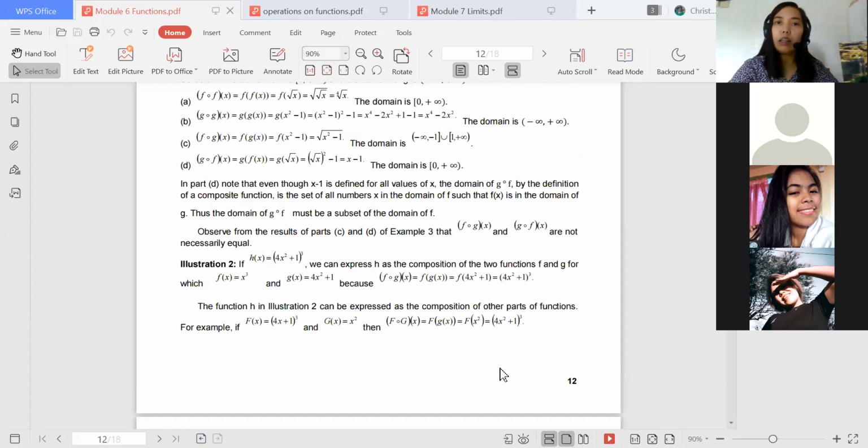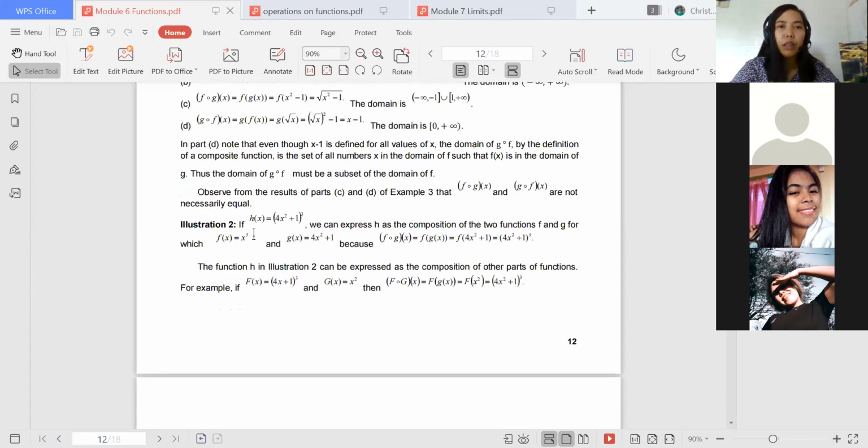And we also saw it earlier. Okay? So, illustration 2: if h of x is equal to the cube of 4x squared plus 1, we can express h as the composition of the two functions f and g, for which f of x is equal to x cubed and g of x is equal to 4x squared plus 1.